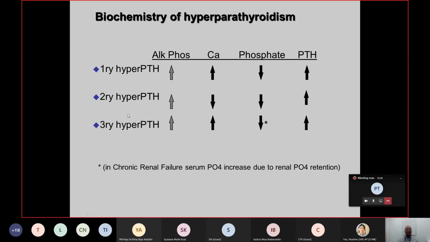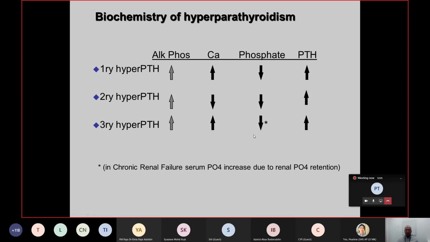So here is a table to show you the difference between primary, secondary and tertiary hyperparathyroidism. PTH is of course raised in all of them, because hyperparathyroidism means PTH is raised. And in primary and tertiary hyperparathyroidism, calcium is raised. In secondary hyperparathyroidism, calcium is low and PTH is raised as a reaction to the low calcium. And over time, when the parathyroid gland becomes autonomous, then hypercalcemia develops.